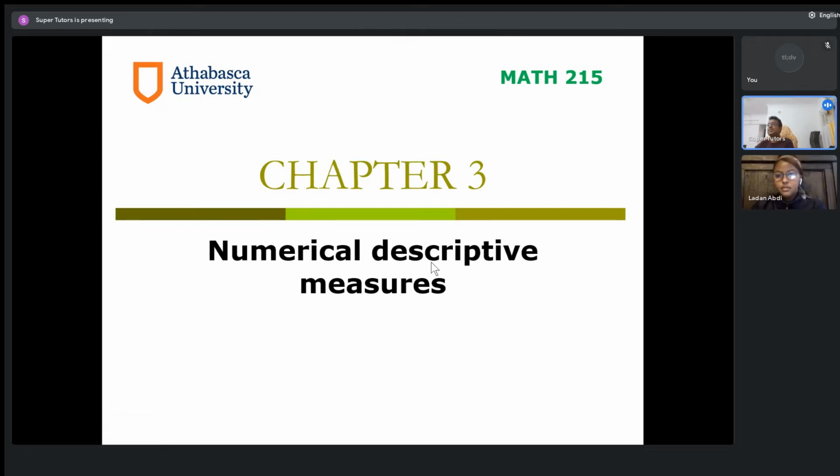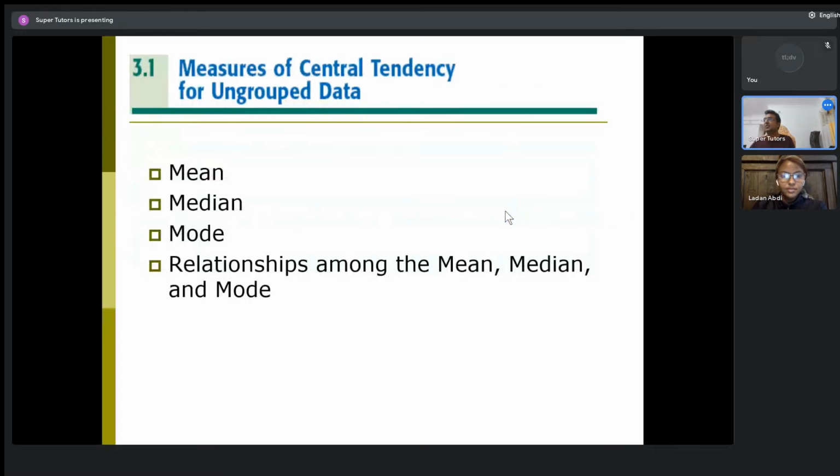Yeah, so we start with chapter 3, which is numerical descriptive measures from your Maths 215 course at Athabasca University. So we'll be talking about a few measures of central tendency, which are basically referred to as the mean, median, and the mode, the holy trinity as we call them. And they are extremely, extremely important to all of mathematics and statistics worldwide.